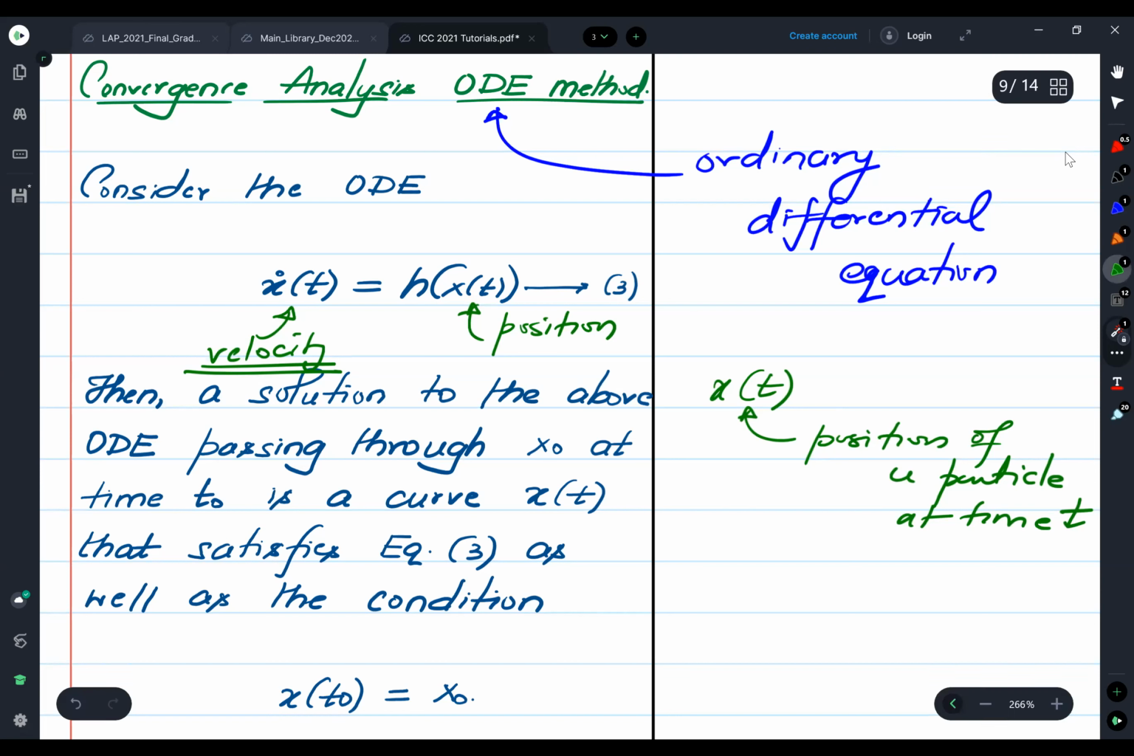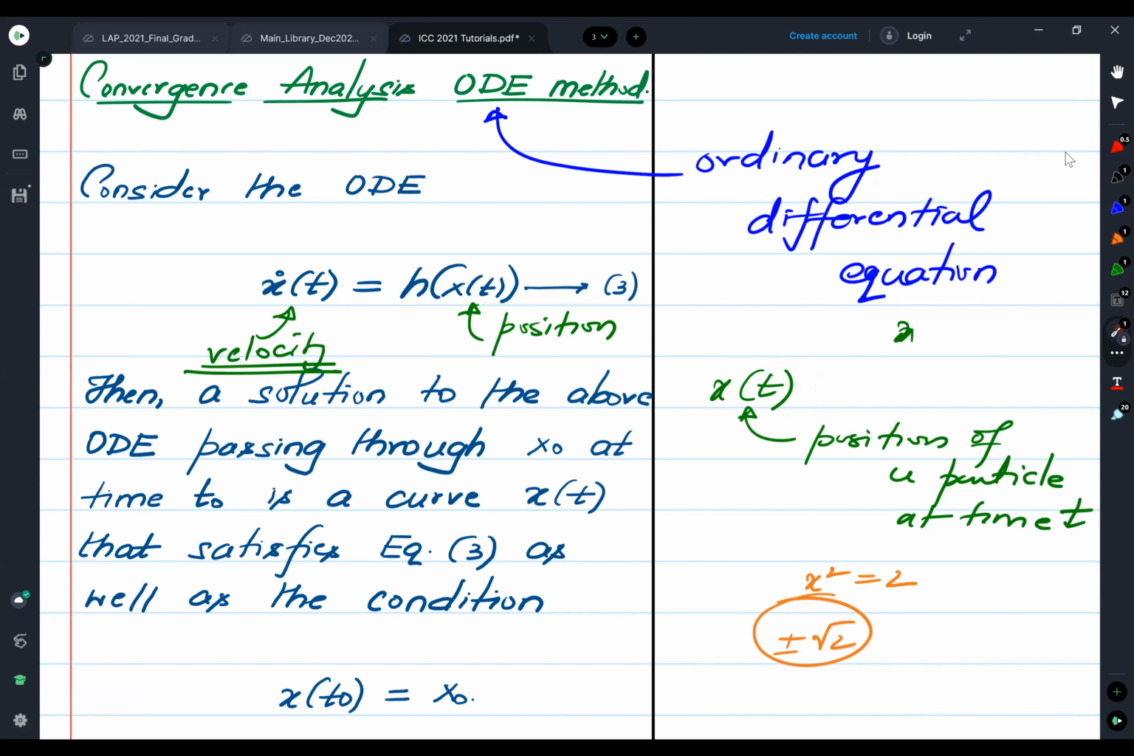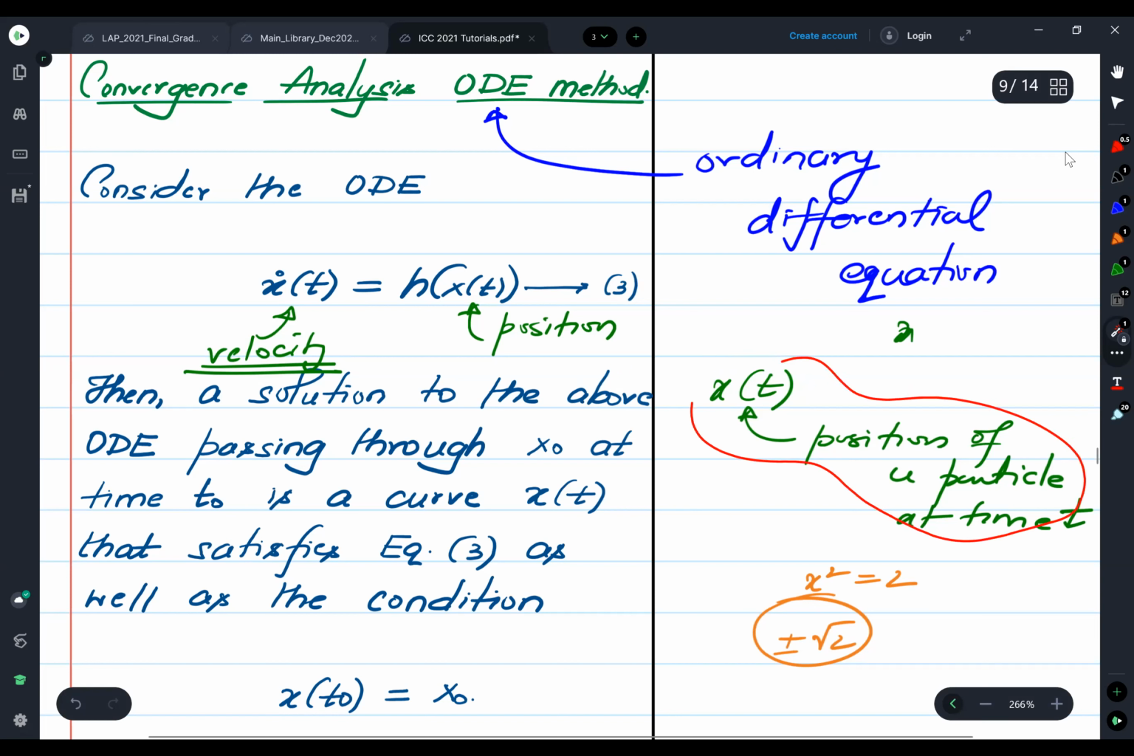Now I would like to draw your attention to something. When we have an equation, let's say of the form x square equals 2, the solution to this is plus minus root 2. So this is just one value. However, when we have a differential equation, the solution to it is a trajectory. In other words, it's a function to which you give as input time and it specifies the position. So it's a function which is a solution to this relationship that we have over here.